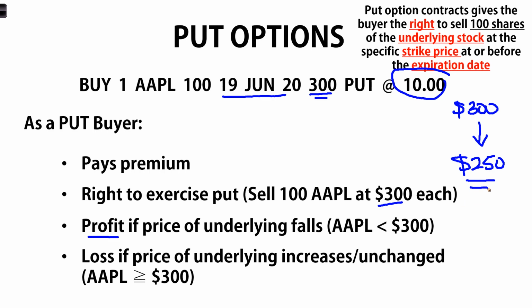On the other hand, what happens if Apple did not crash after earnings, or continues to trade sideways all the way till after your date of expiration? Then your put option would have expired worthless, along with your paid premium of $1,000.